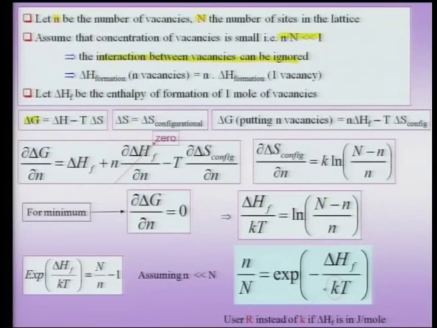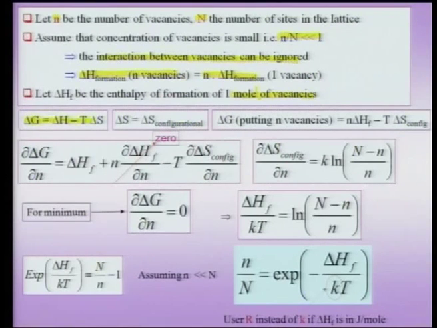Now, delta H for formation of n vacancies would be n times delta H for formation of one vacancy, and that is the assumption coming from a small concentration of vacancies. And of course, I could define delta HF for a single vacancy or for a mole of vacancies. So, that possibility I have. So, let me calculate what is the equilibrium concentration of vacancies.